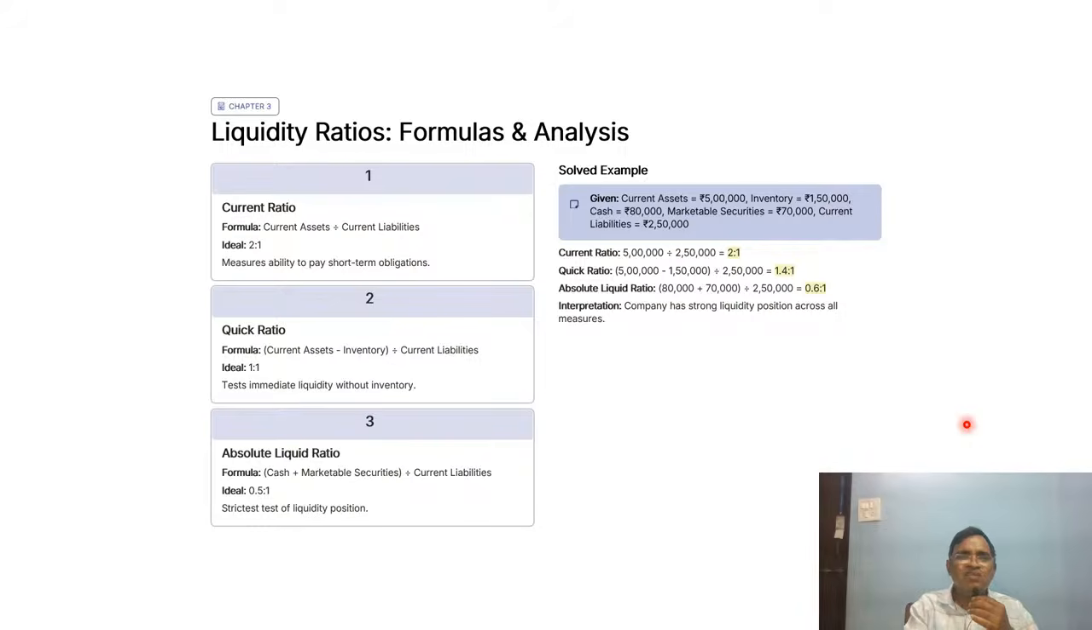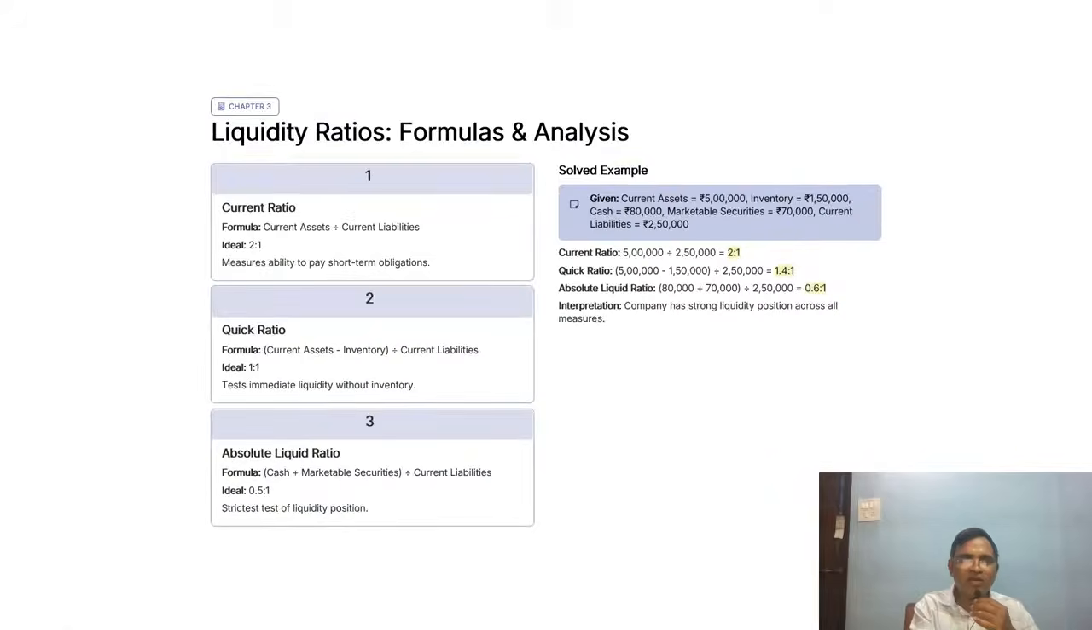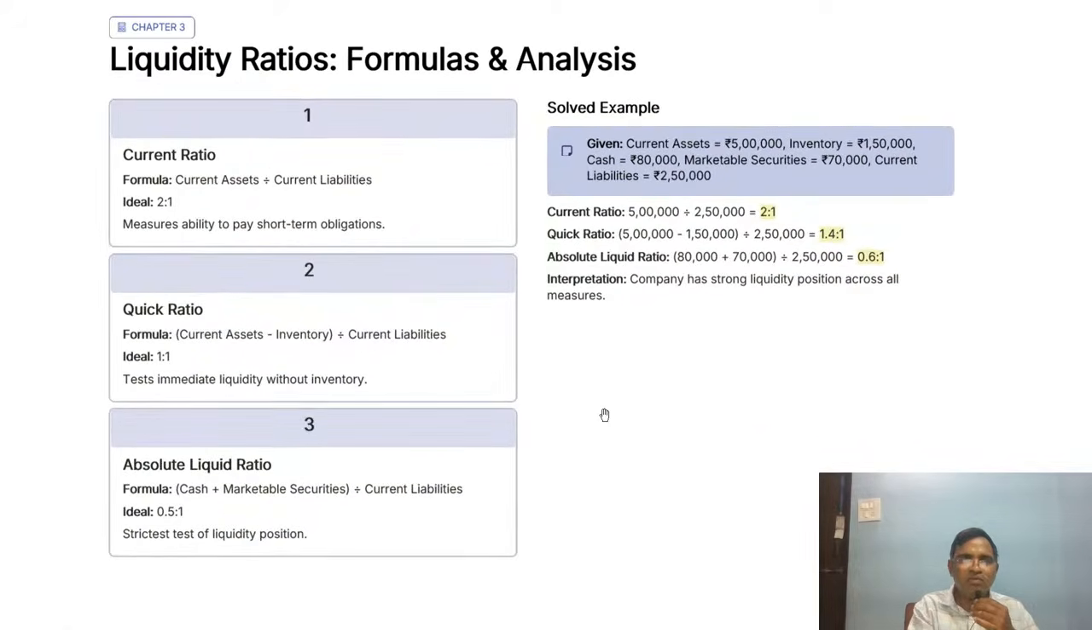Okay. So these are the ratios you should remember. If you come to college regularly, we are able to teach everything properly. People don't have time to come to college. At least remember the liquidity ratios, formulas, and the current ratio.